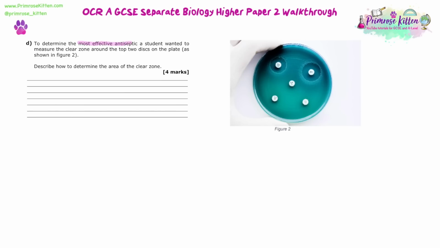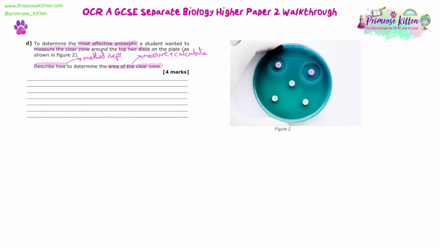To determine the most effective antiseptic, a student wanted to measure the clear zone around the top 2 discs on the plate. Describe how to determine the area of the clear zone. So we're just looking at those top 2 that have got that clear zone of bacteria around them, and it wants us to describe how to determine the area. So it wants method steps, literally what you would do step by step in order, and how you would measure and then calculate the area of those circles.